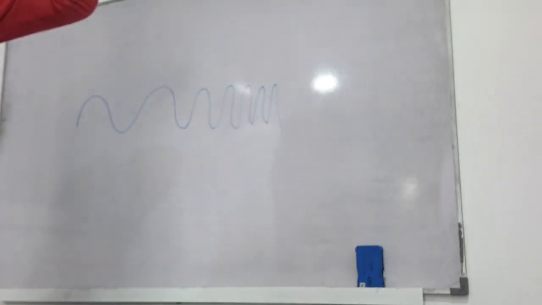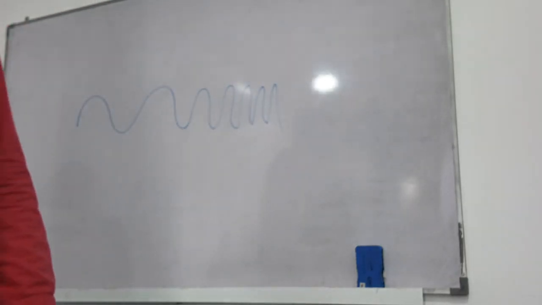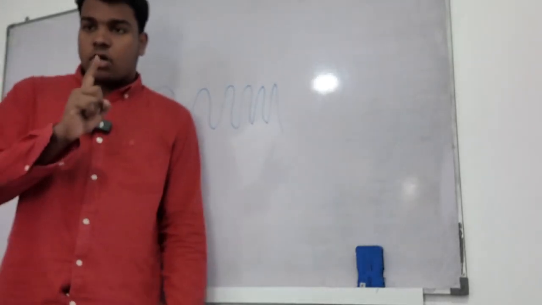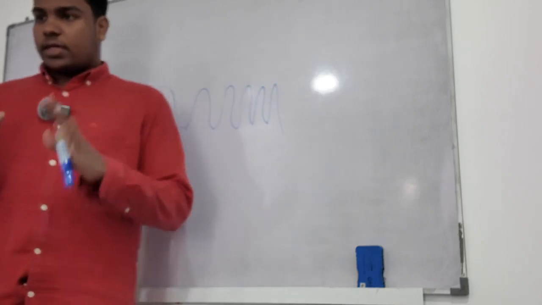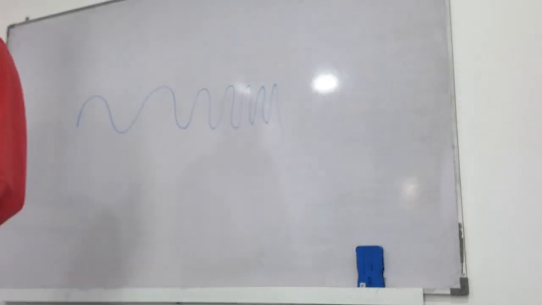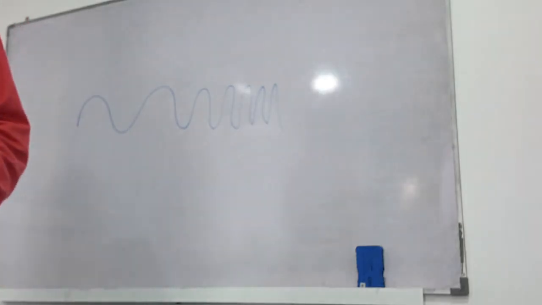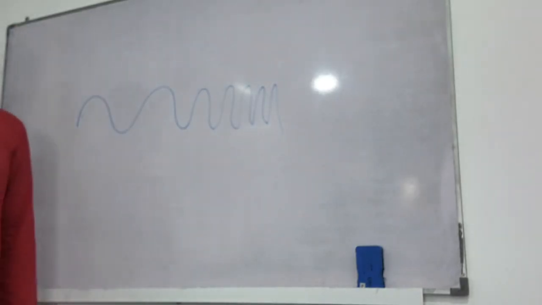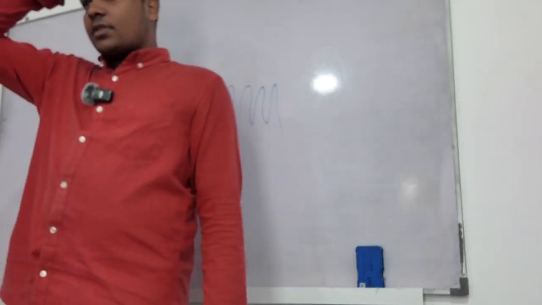Next, what we have is, which of the following statements is not correct? Now, remember, there can be only one wrong statement. Basically, electromagnetic waves are longitudinal? No, they are not longitudinal. What is longitudinal, guys? First of all, tell that to me. What do you think?